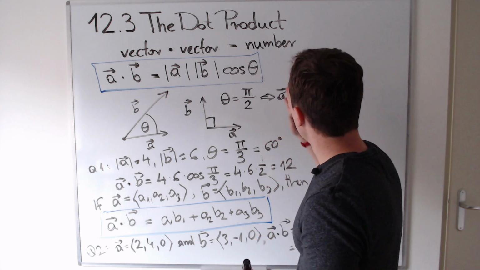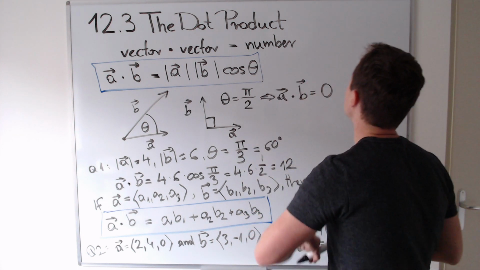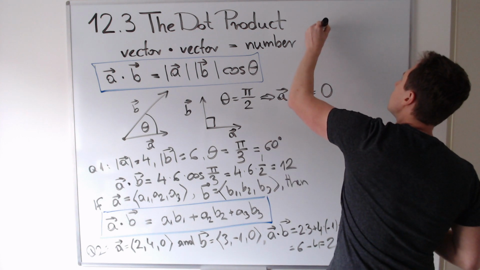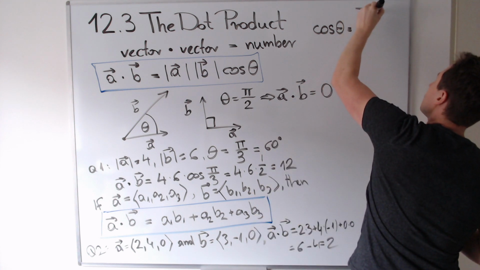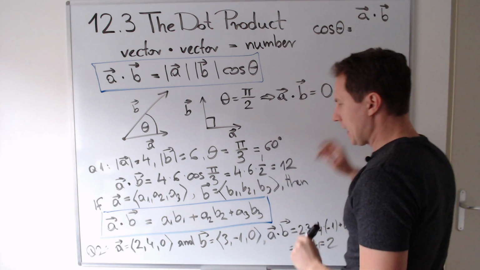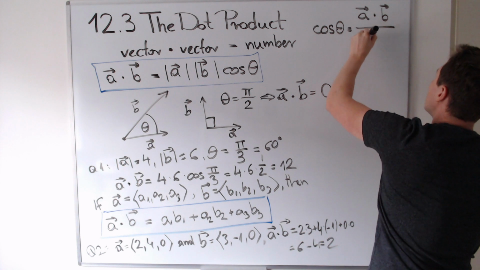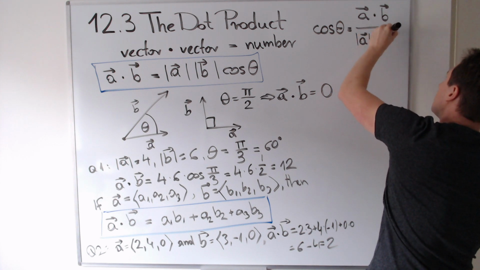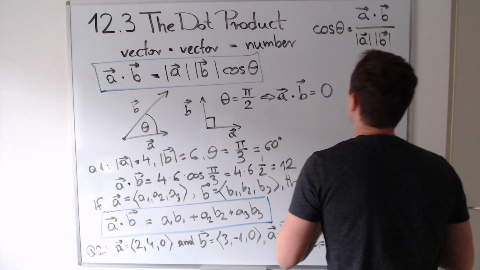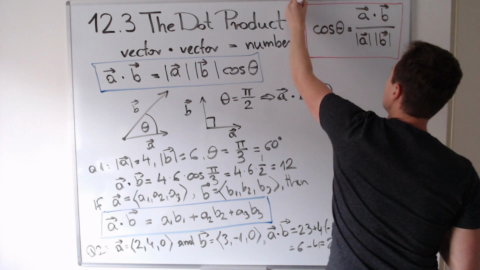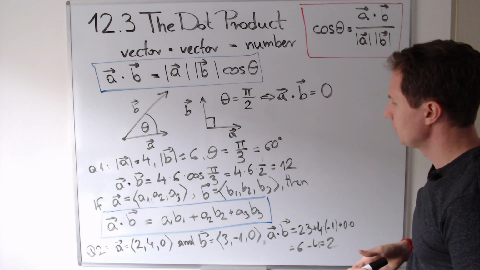And as I mentioned, using these two formulas, you can actually compute the cosine of the angle between the two vectors. If you have the components of A and B, you can compute the dot product via this formula and divide that by the product of the lengths of A and B to get the cosine of theta, and then using your calculator you can get the angle between the two vectors.